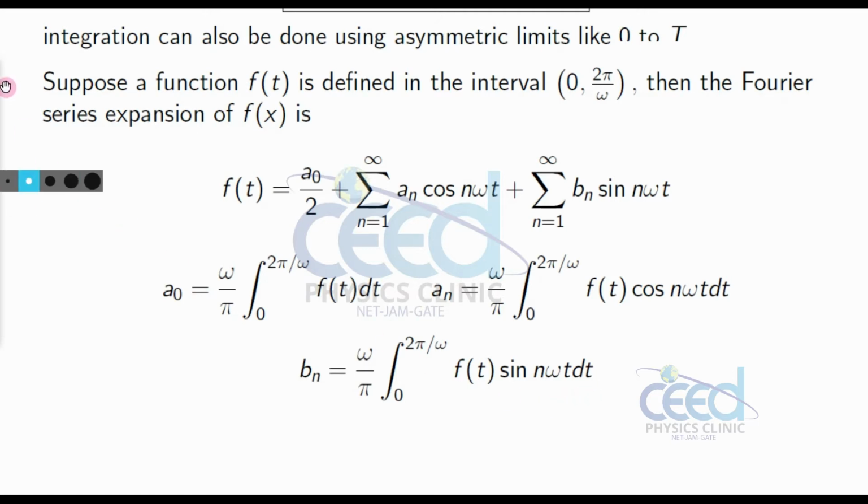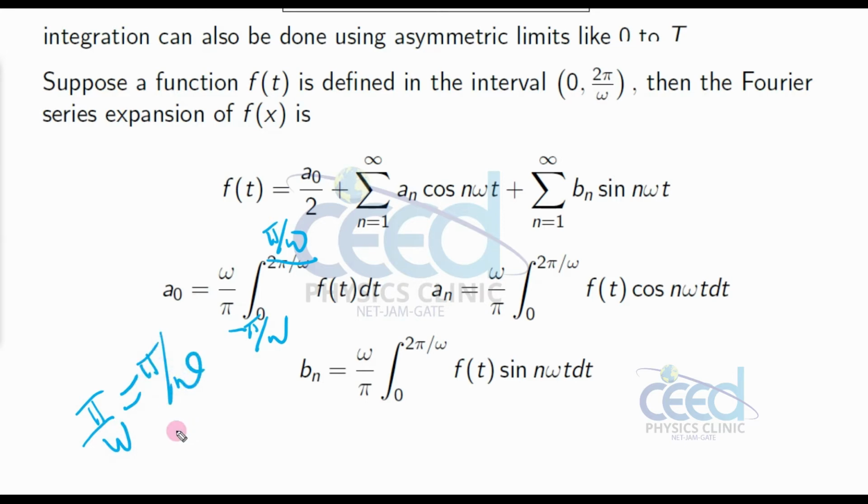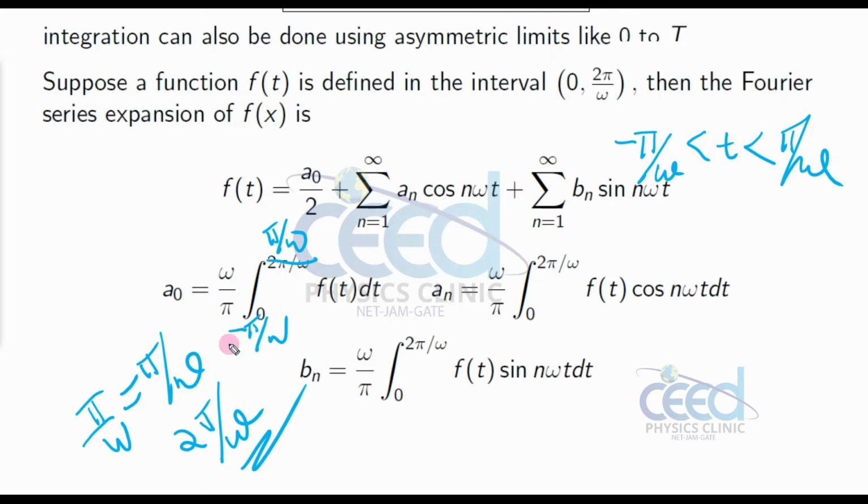So sometimes we can represent this, instead of 2 pi by omega, as minus pi by omega to pi by omega also, because the difference in this range is pi by omega minus minus pi by omega, that is 2 pi by omega. So I can write this as minus pi by omega to pi by omega based on the situation. Sometimes the function is defined in the interval minus pi by omega less than t less than pi by omega. Then you can use it like this.